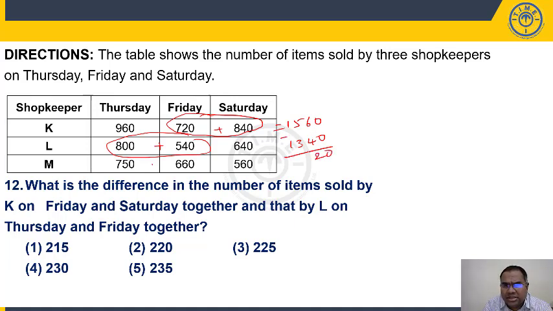40 plus how much is 60, 20. 13 plus how much is 2, 15. Sorry, 13 plus how much is 15? 2. So 220 should be my answer. Choice 2. Please watch our speed maths videos to understand 2-digit subtractions and 2-digit additions.